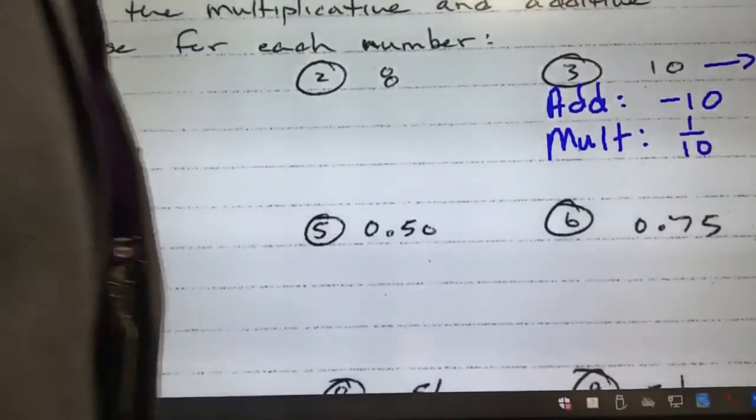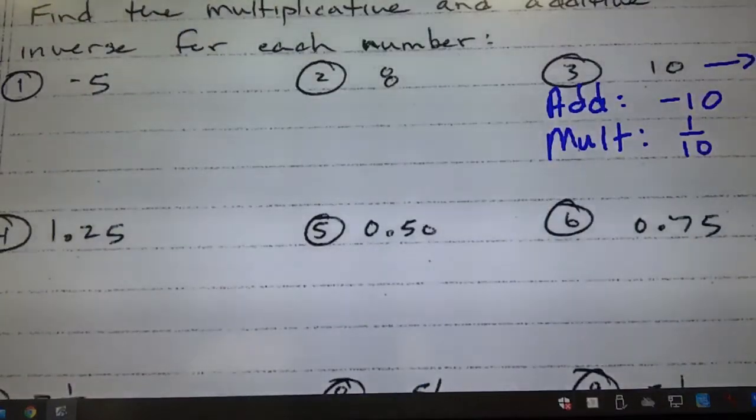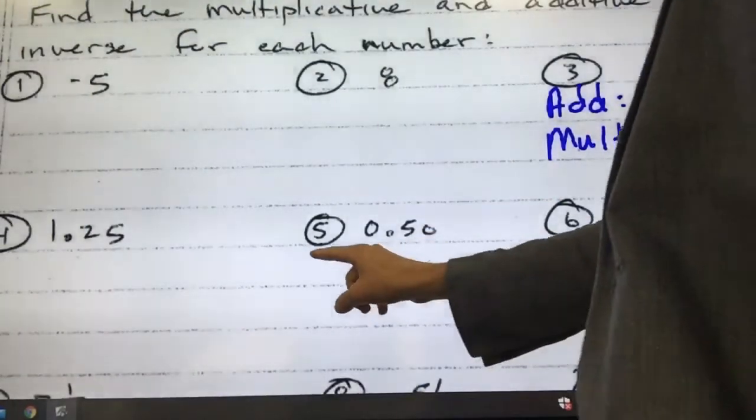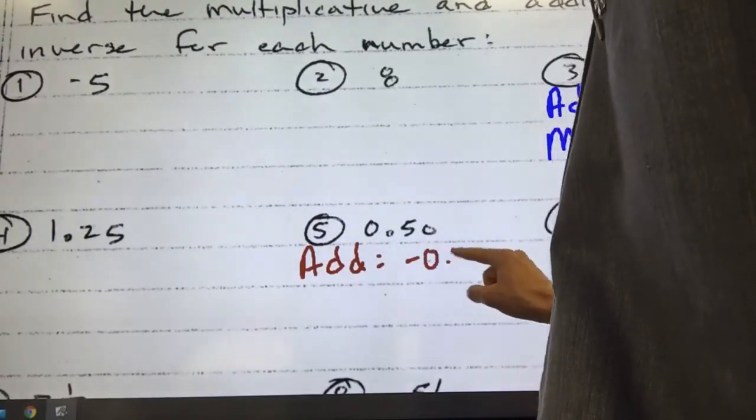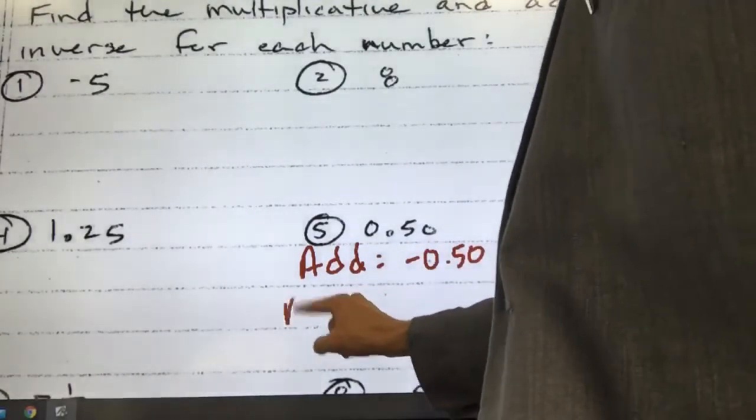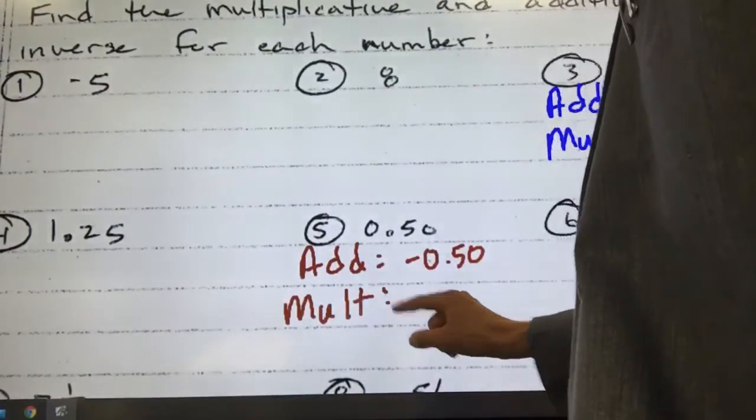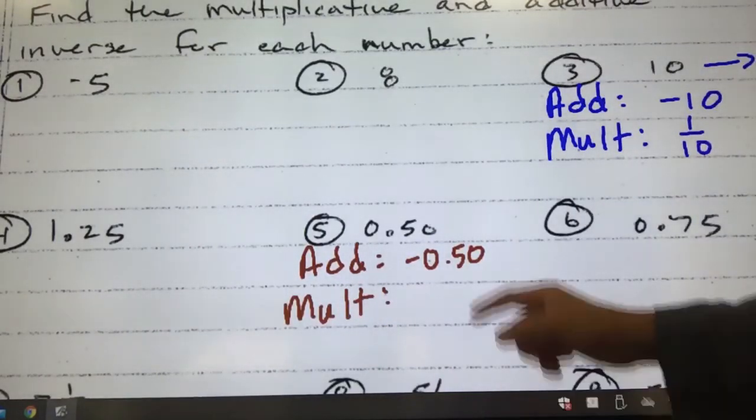On number 5, the additive inverse is a negative 0.5. The multiplicative inverse, we're not going to write 1 over 0.5. That's silly. Instead, we're going to write 2.